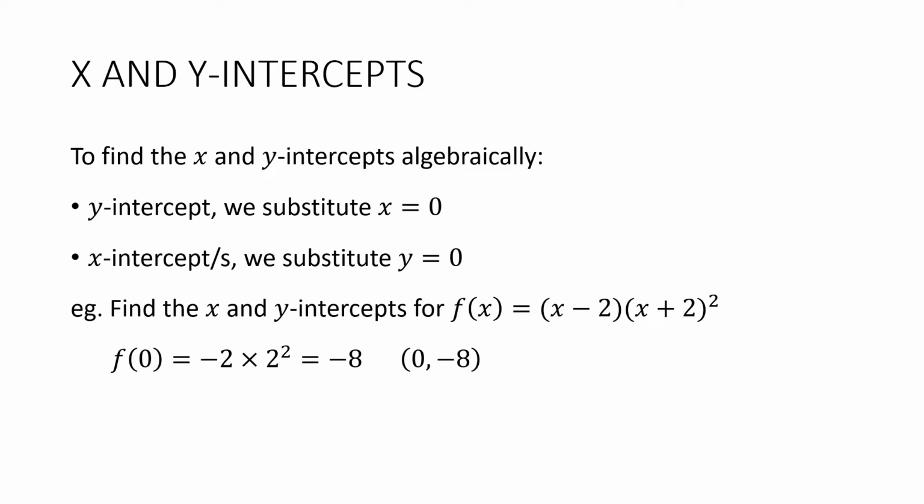To find the x-intercepts, we substitute y equals 0. Now remember, this is y. So the 0 goes in here. So 0 equals (x - 2)(x + 2)². So that's a null factor law. Either this bracket is equal to 0 or this bracket is equal to 0. So what makes 0 here? 2, and here -2. So the points are (2, 0) and (-2, 0).